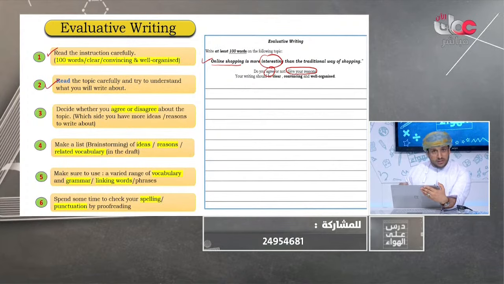We have already mentioned this one. You have to say only one side. Don't write about agree, then write about disagree. You have to be careful. Choose one. If you agree, write the whole paragraph about your agreement with that idea. If you disagree, it will be all about disagreement. Decide if you agree or disagree, one of them only. Okay, this is a hint. Which side you have more ideas and more reasons to write about, stick to that option.